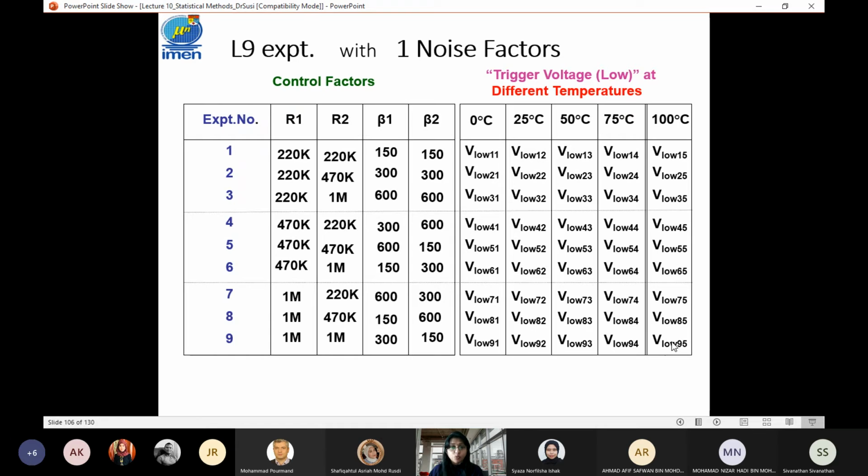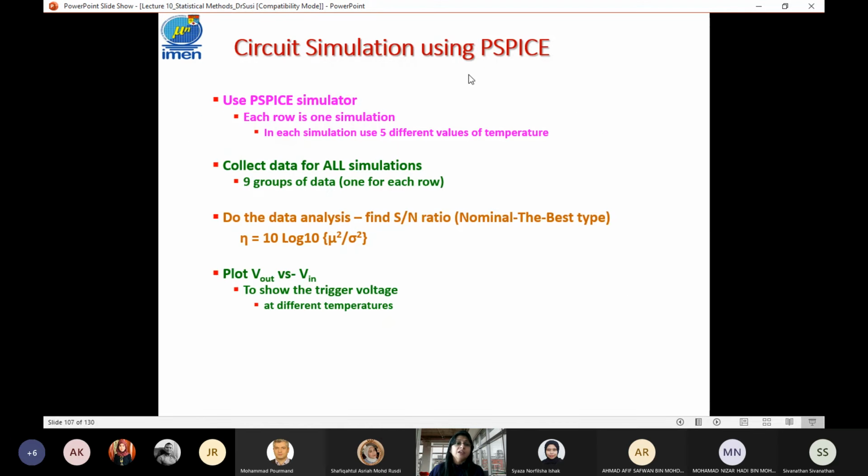Okay, so this is with one noise factor. So this is actually a circuit simulation using PSpice. It's a PSpice simulator, and all 5 different values of temperature were used. So you have 9 groups of data. Okay, now we want to find nominal the best. Why? Because we have set the voltage as 3 volts, right? It's a value that we want to achieve for the circuit, so it's nominal the best.